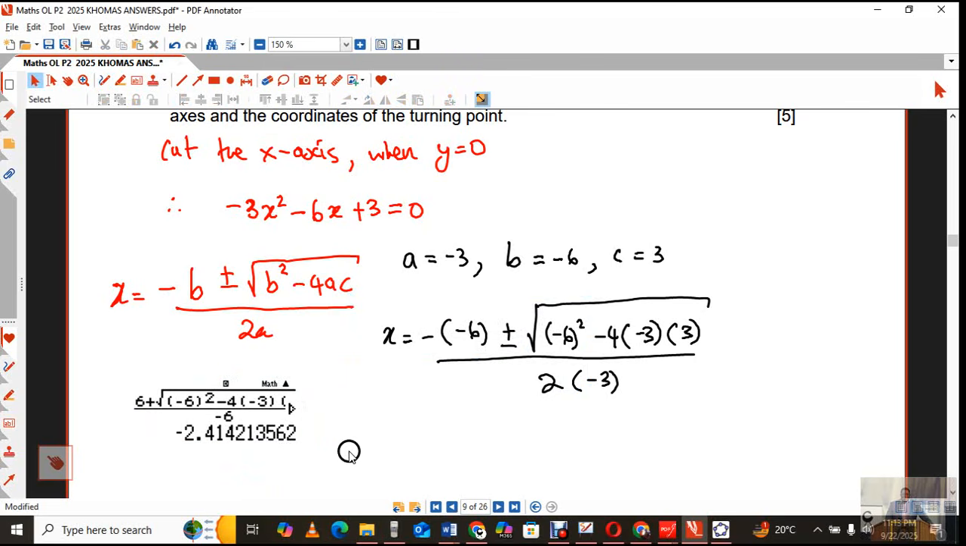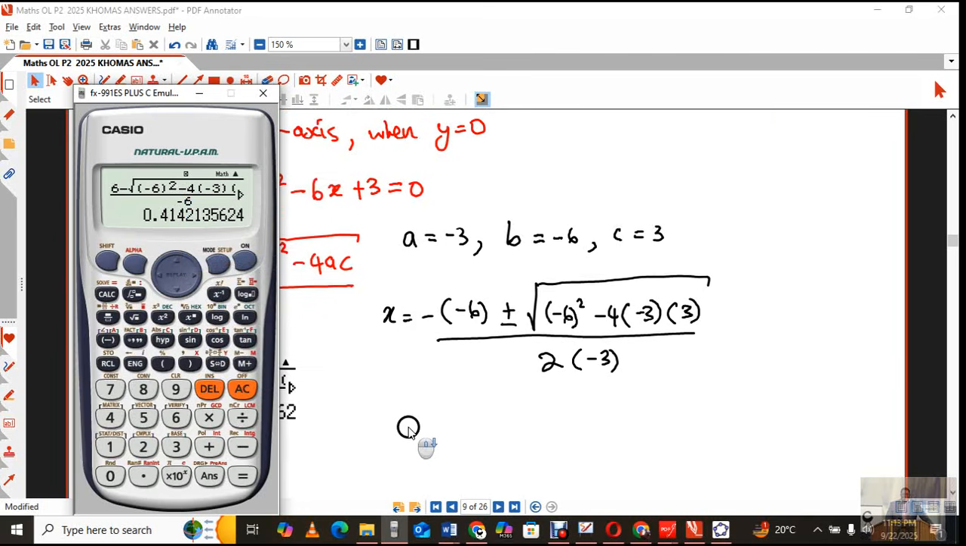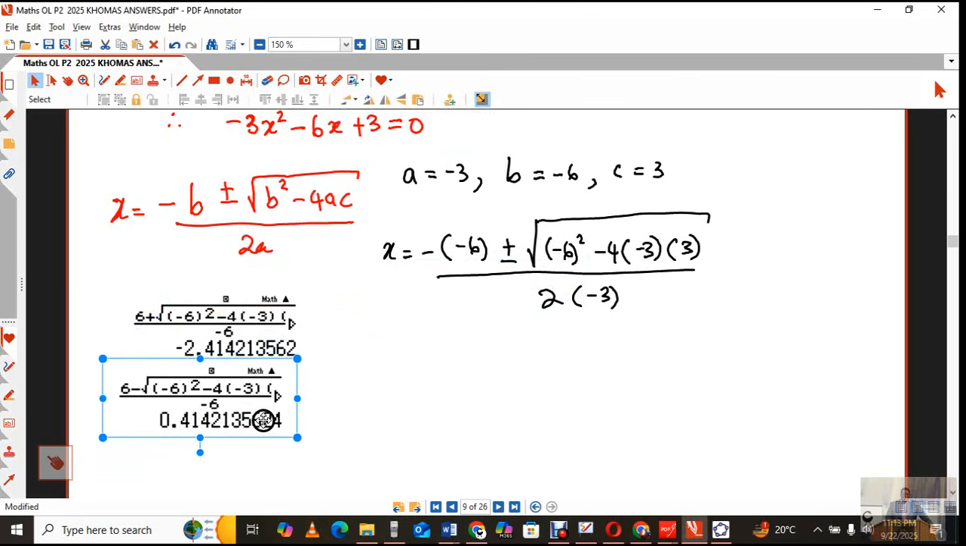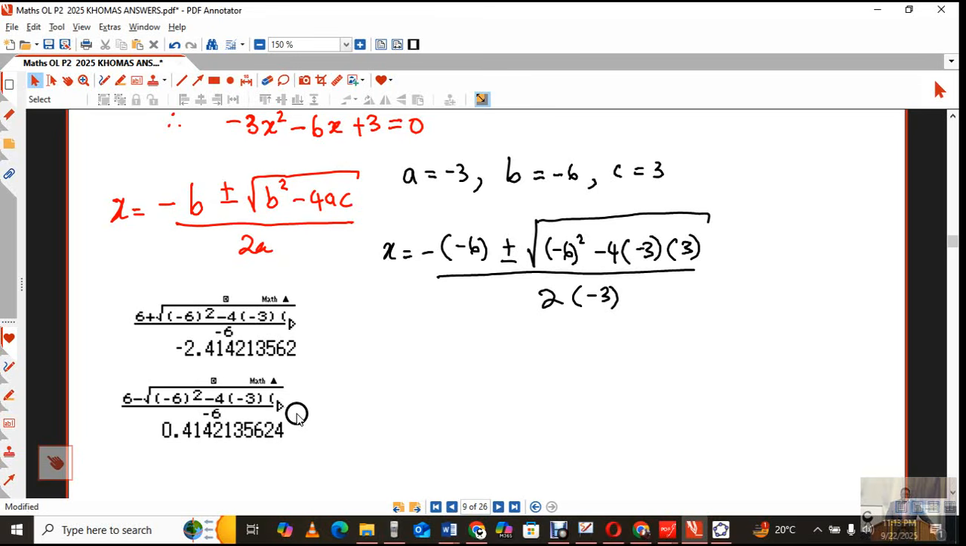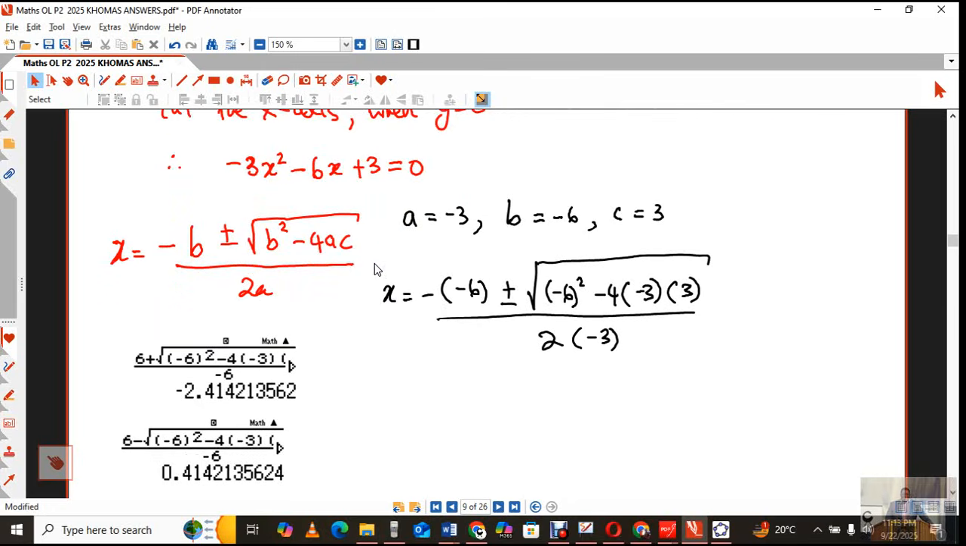So I'm going to go back. This plus, I'm going to change it to a minus on my calculator and see what answer I get there. Okay, change it to decimal form. Right, so you can see clearly that wherever this graph is going to cut, it's going to cut at negative 2.41 and 0.414.